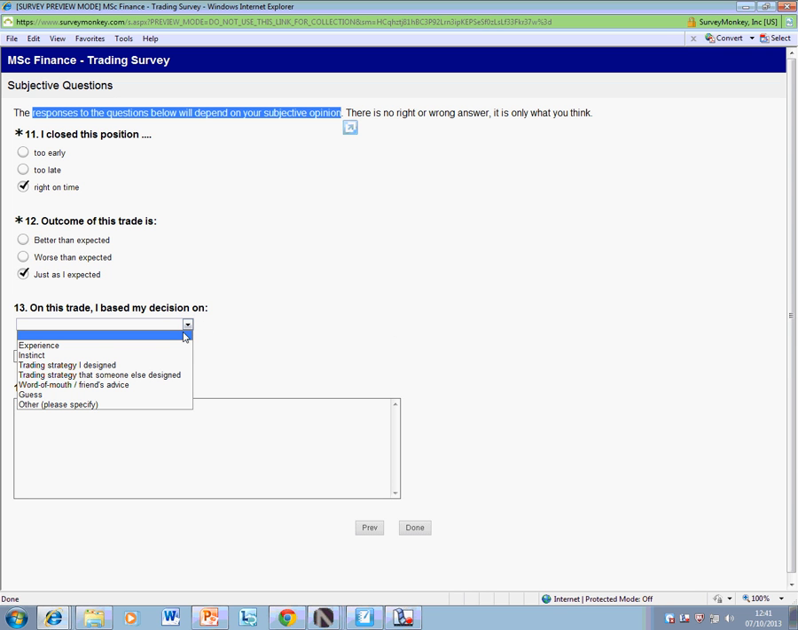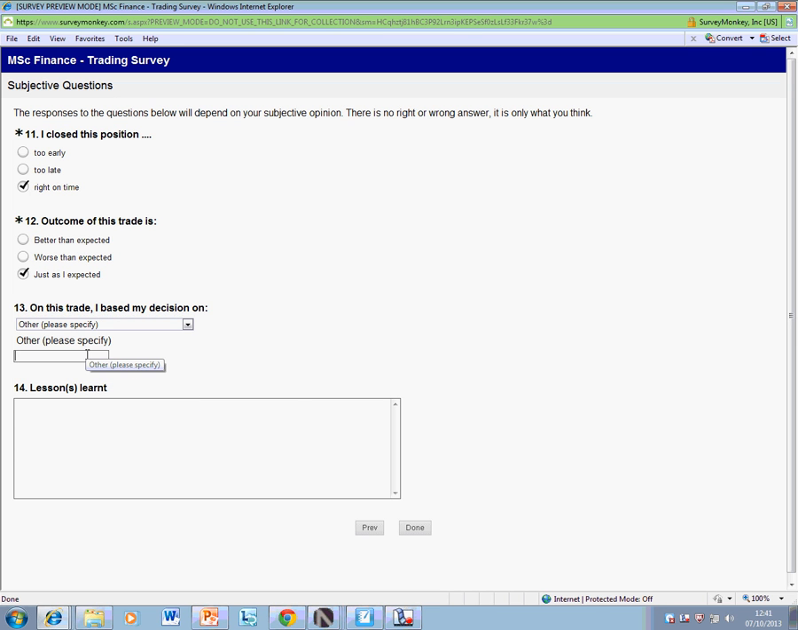On this trade, did you make your decision mainly based on your experience, your instinct, a trading strategy that you designed, a trading strategy that somebody else designed, a word of mouth or friend's advice? Was it a guess, or was it something else? If it is something else, please state what it is. And an option is you can say, these are the lessons I learned.